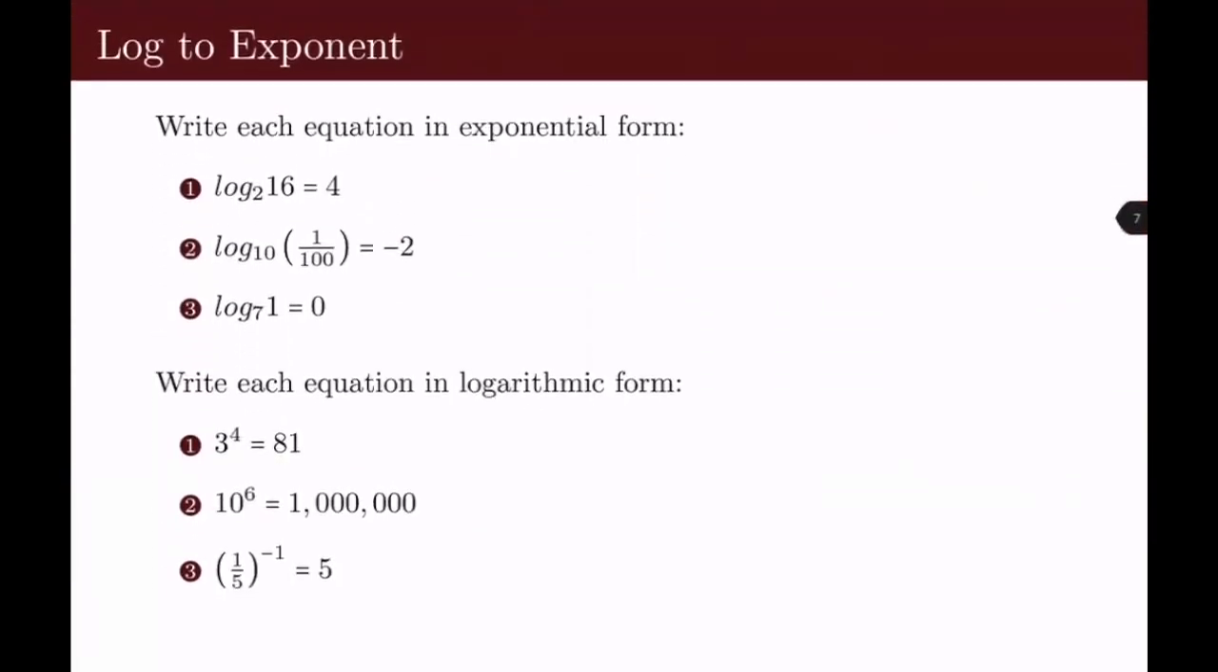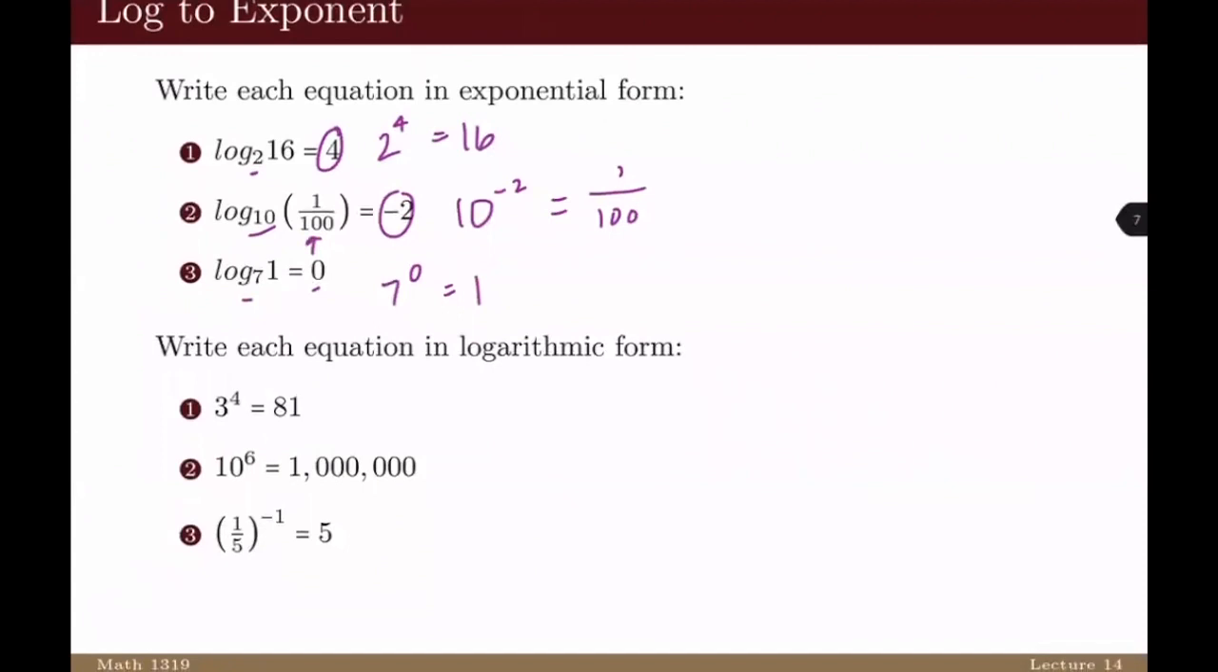So now we're going to switch back and forth. We're going to first write logs in exponent form and then write exponents in log form. So remember, the base is down here. That's 2. Exponents out here. That's 4 equals 16. Not too bad, right? Again, base is 10. Exponent is -2 equals this number here, 1 over 100. Lastly, our base is 7. Exponent is 0, and it's equal to 1. And that's really all you have to do.